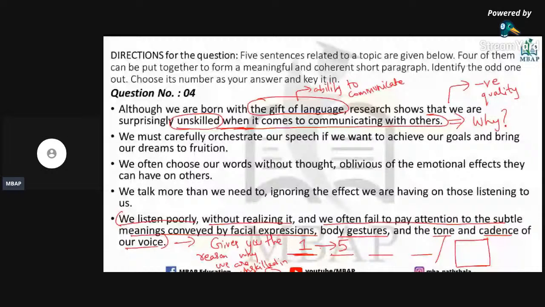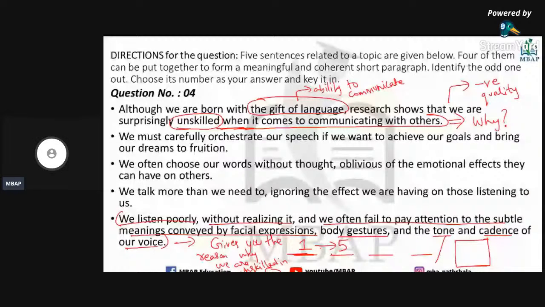Makes sense? So if you just read the other three sentences, second, third, and fourth, you will realize sentences 2, 3, and 4 are not providing me the reasons. Sentences 2, 3, and 4 don't provide me with the reason why the research shows that we are bad at communicating with others. Right? Is this clear to everyone? Why are 1 and 5 directly linked?